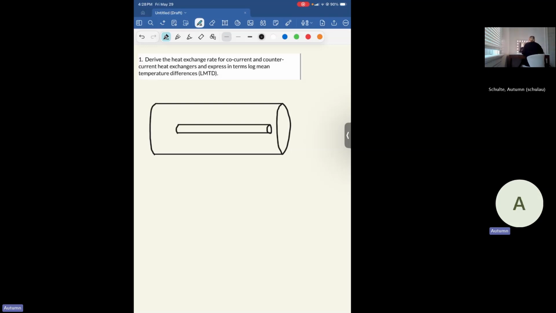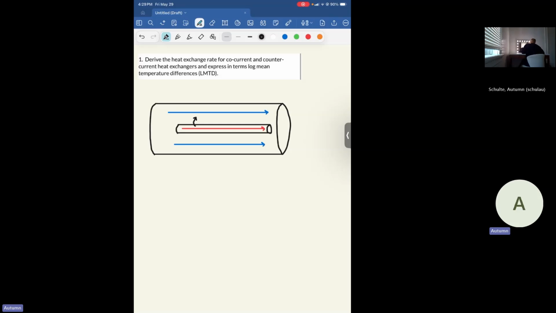And we're going to say that we have a cold stream of fluid flowing around this inner tube and a hot stream flowing inside this inner tube. And of course, there's going to be heat transfer from this hot fluid to this cold fluid. And so co-current means that both of these hot and cold streams are moving in the same direction, whereas countercurrent means that these streams are flowing in opposite directions.